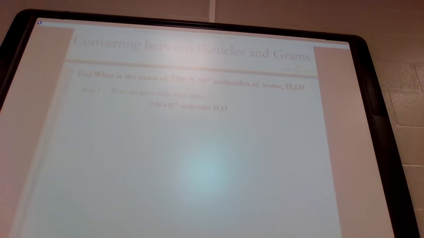Now, what's the second step that I need to do? Now I have moles. I know how many moles I have. What's the second step that I need to do? Multiply by the molar mass. And where do I get the molar mass? I get it from the periodic table.